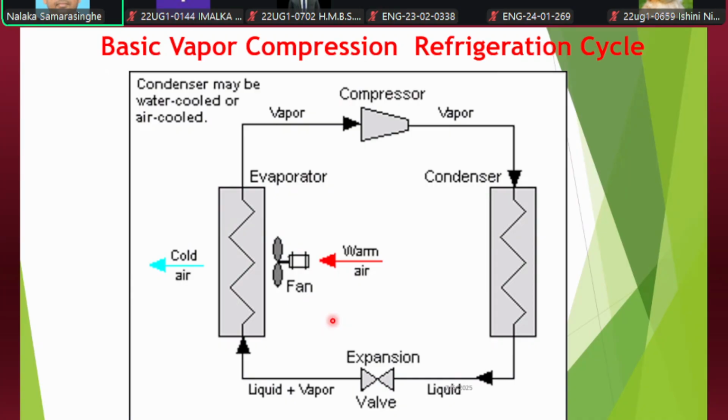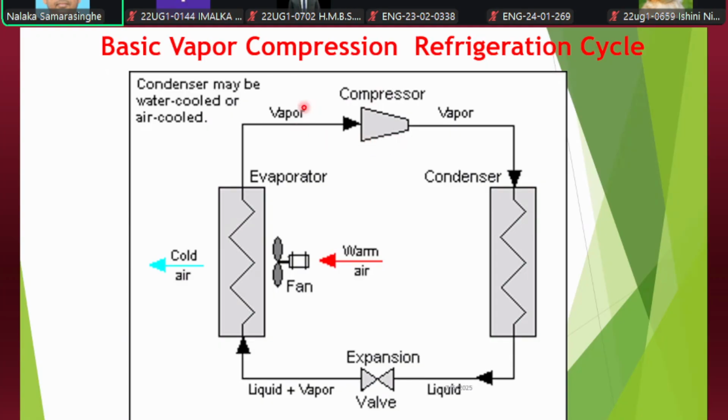Here the cycle consists of four main components, as you can see here. We have the compressor, condenser unit, expansion valve, and the evaporator unit. The compressor you already know. The working fluid used in these air conditioning or refrigeration systems is called refrigerant. That refrigerant has a special property: it is a kind of liquid that has a lower boiling temperature.